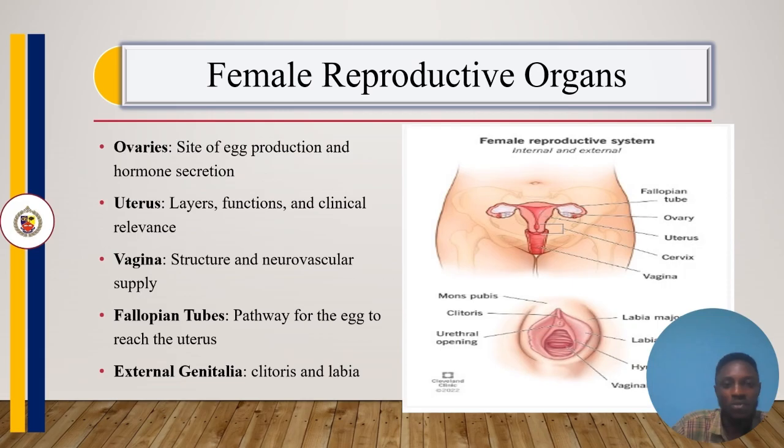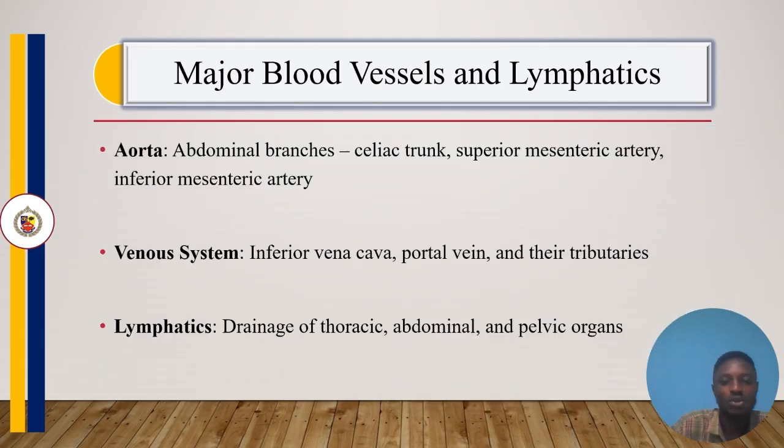So let's also talk about the female reproductive organs. We have the ovaries, the uterus, the vagina, the fallopian tubes, and the external genitalia. The ovaries are the site of egg production and hormone secretion. The uterus is the house that helps to house the embryo. For the vagina, we'll also be looking at the structure and the neurovascular supply. And the fallopian tubes are the pathway for the egg to reach the uterus.